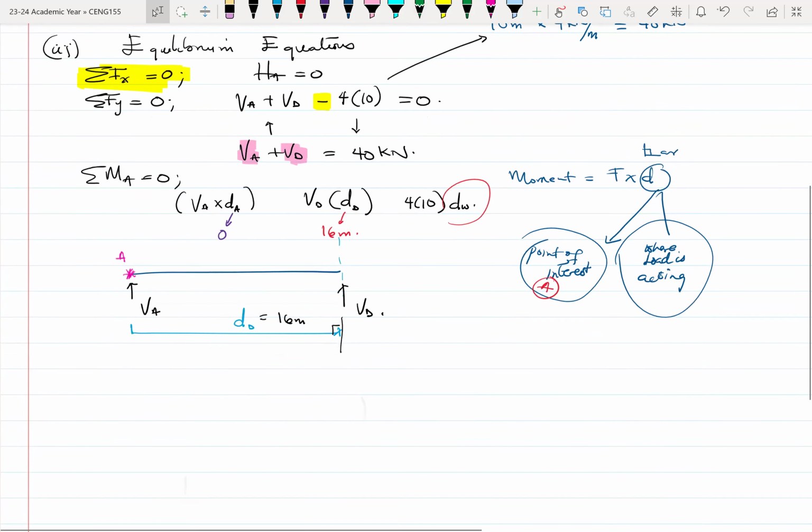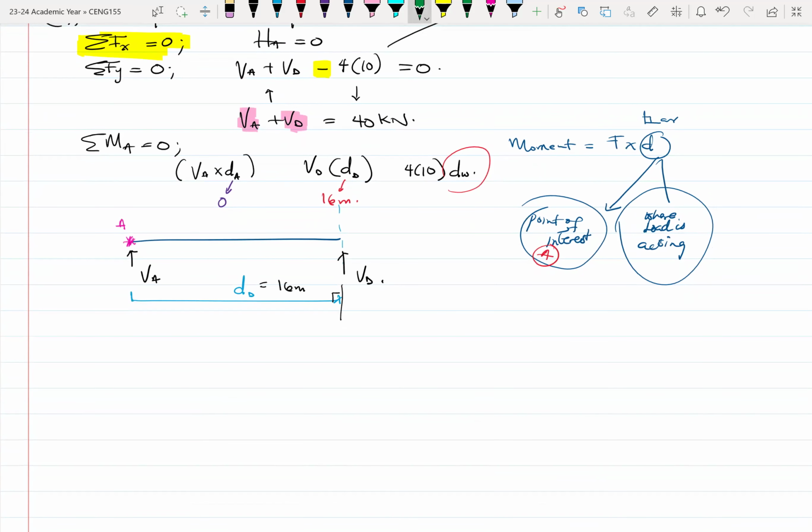So I'm going to just redraw again, just for us to see. So I have my UDL in this space. Okay, this whole thing is 10 meters. And then the center of gravity is right here, half of the 10.